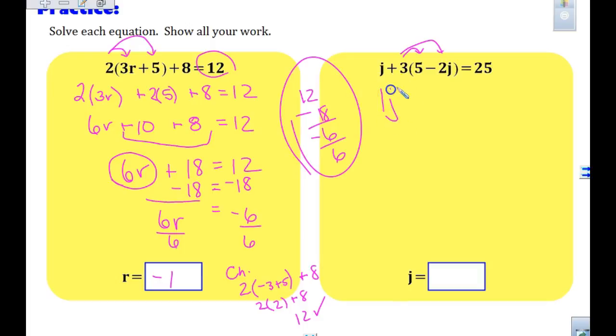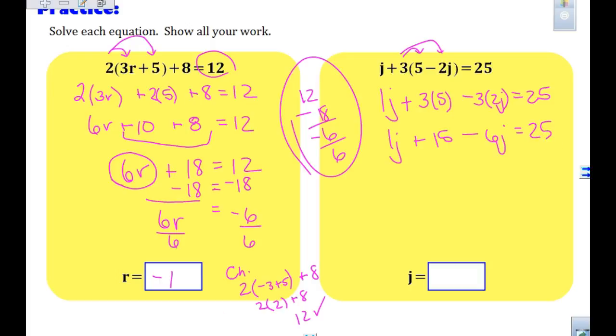When I look at this next one, it is 1j. I am taking 3 times 5 minus 3 times 2j equals 25. Oh, but Mrs. Thompson, you said we should always change subtraction. I know, but you can leave it this way. I want to show you if you didn't, because some of you prefer it this way. So we have 1j plus 15, and we're going to have minus 6j equals 25.